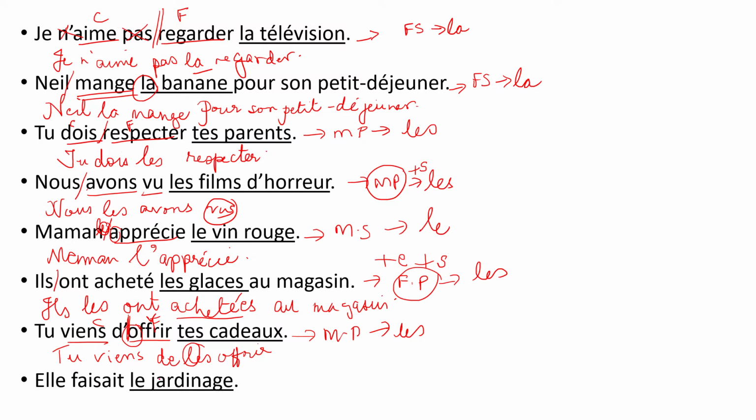Next, elle faisait le jardinage. So le jardinage is the gardening, is masculine singular. Replace it with le. And there's just one verb here, which is the imparfait. So it will become elle le faisait. Okay.